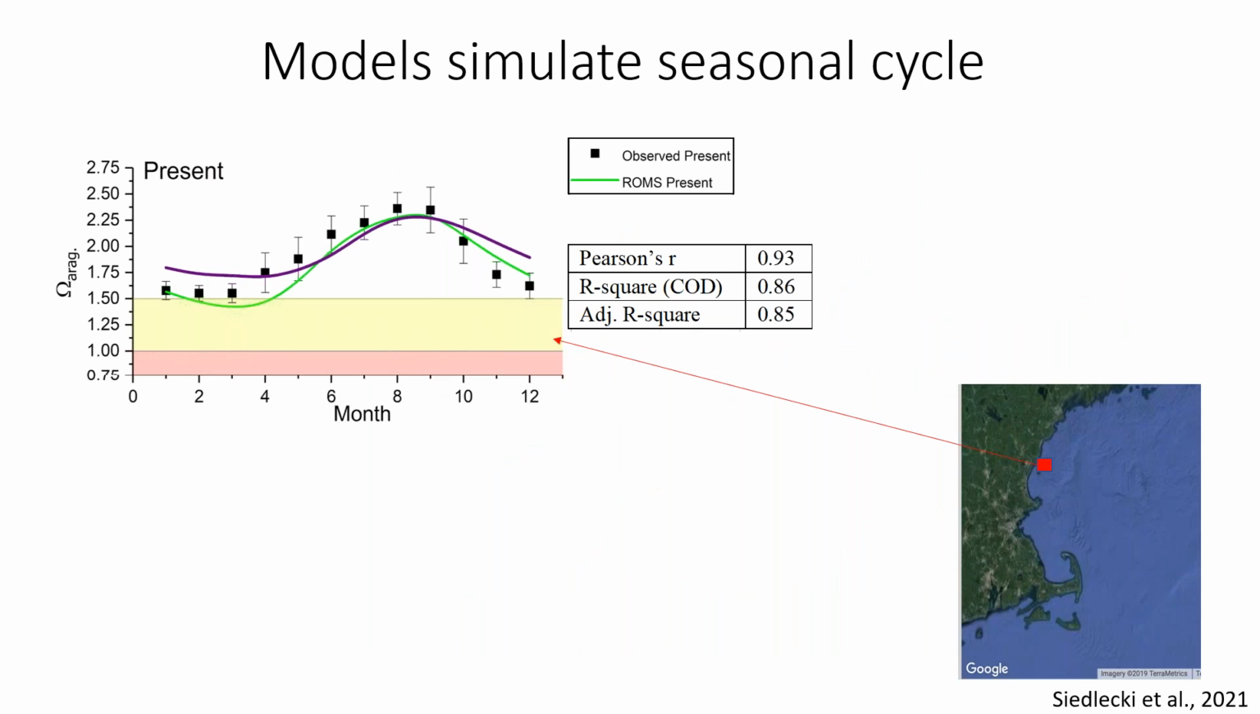First, we applied the empirical model to the physical control simulation representing modern conditions. We compared the saturation state that was generated by the empirical model to a climatology from observations from the Gulf of Maine buoy D, shown on the map, and the observations are the black boxes. Here I'll just discuss the green line, which was the ROMS model with the empirical biogeochemistry applied, and you can see that the empirical estimates replicate the observed seasonal cycle.